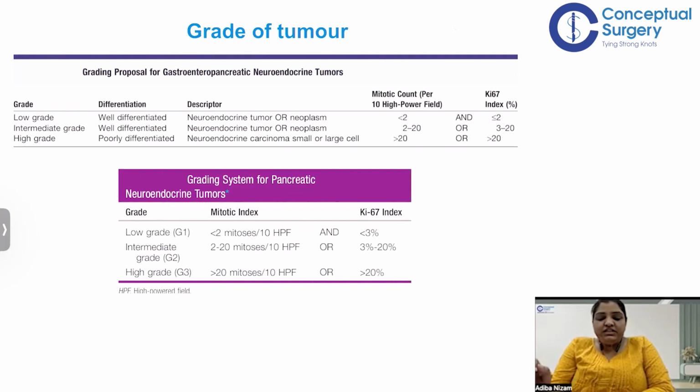Then we come on to the intermediate grade, which is when we have the mitotic index between 2 to 20 and the Ki-67 index also between 3 and 20%. These two, as you would note, are called neuroendocrine tumor or neoplasm. When we talk about the high grade one, it's called a neuroendocrine carcinoma, where either the mitotic count is more than 20 or the Ki-67 index is more than 20%. This is an important classification, and this classification remains the same when we are talking about GI neuroendocrine tumors and pancreatic neuroendocrine tumors.